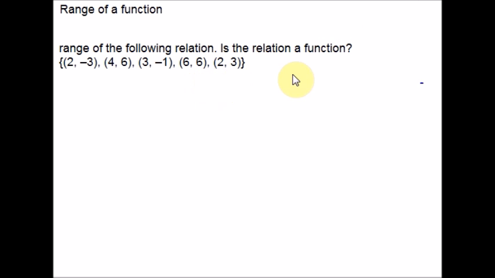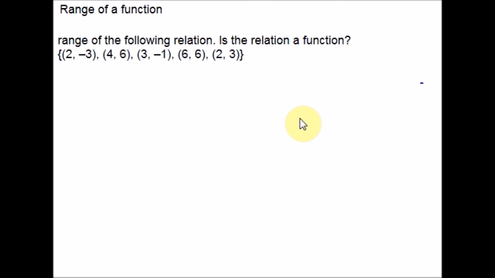Okay, I'm going to start. Do you see the question? You're given a set of ordered pairs. So how do we find the domain for this? Here we have a list of points being a relationship between certain x and certain y's. That is called a relation.